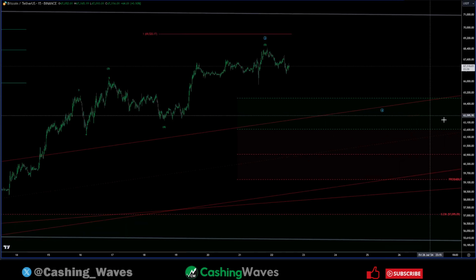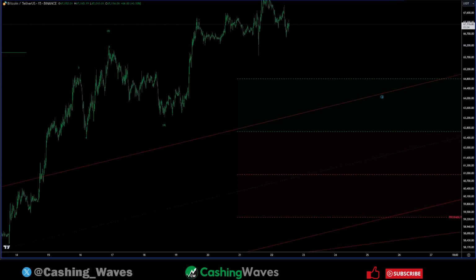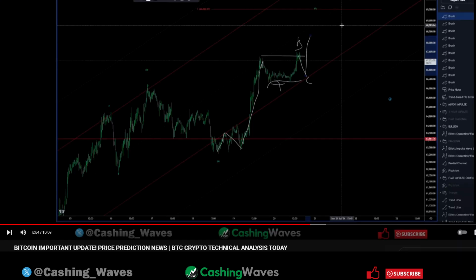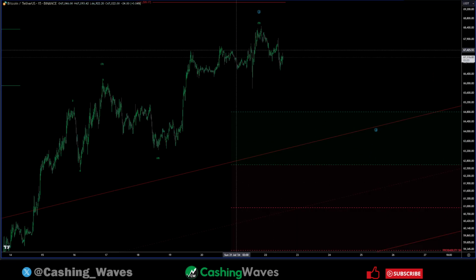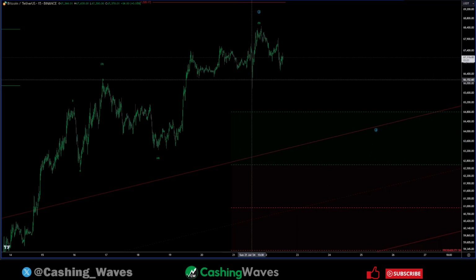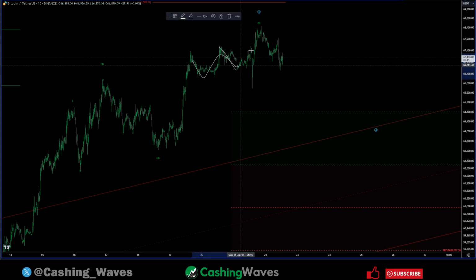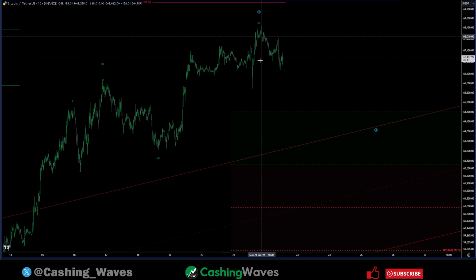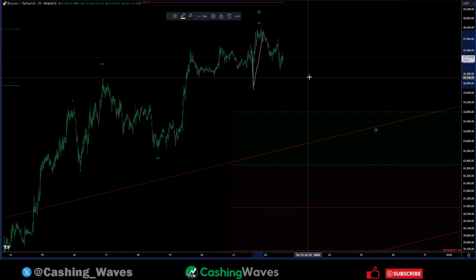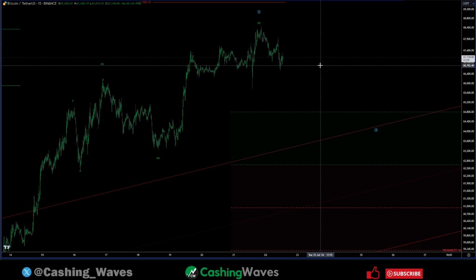Okay, so I just want to talk about yesterday's video. I'll just throw that on the screen to show you what we were looking for. We were looking for a flat as an ABC and then a kick up for our fifth. We ended up getting an expanded flat. As you can see, that was our zone. We were looking for this move as that ABC and then our kick up for the fifth. We just got an expanded flat and our kick up for the fifth. That's the only difference.